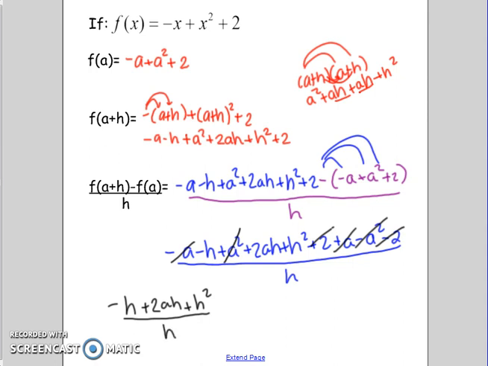over h. So what we can do to simplify this a little bit is to factor out the h in the top. So we'll have a negative 1 plus 2a plus h all over h. And then we can cancel out the h's. So our final answer would be negative 1 plus 2a plus h.